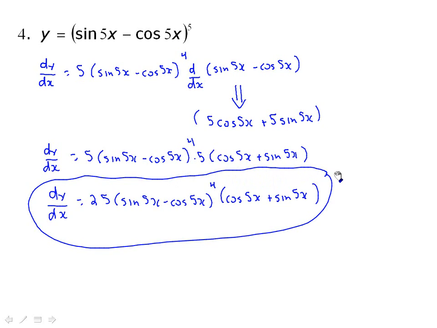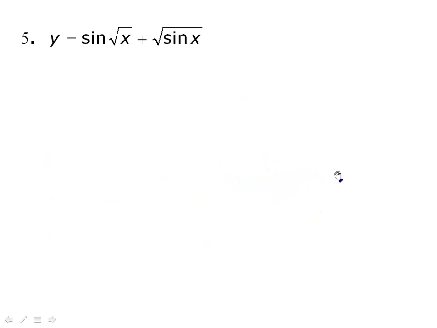Okay, so that's number 4. Let's take a look at a few more. y is equal to the sine of root x plus root sine x. So this one is just a different form of everything that we've seen up to now. So sine of x to the 1/2. Everything works the same, but they just look a little bit different.